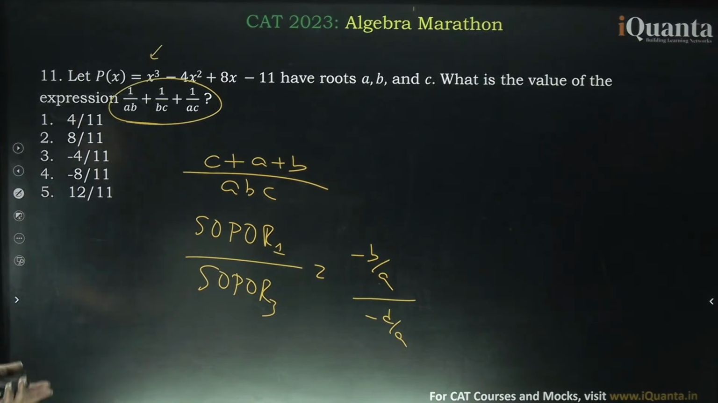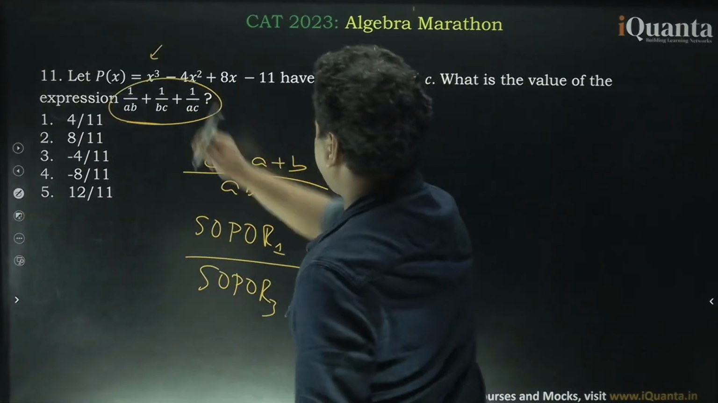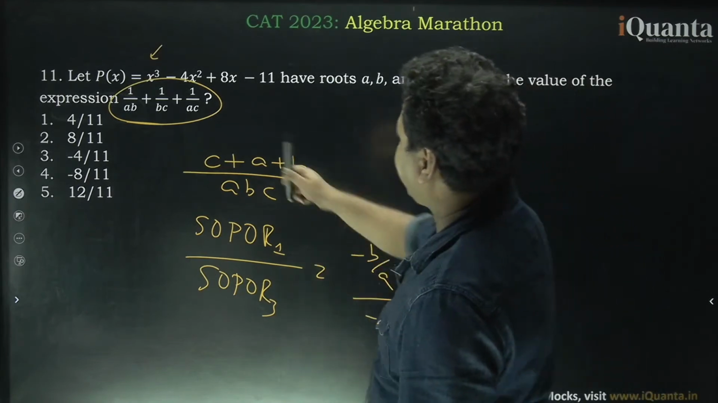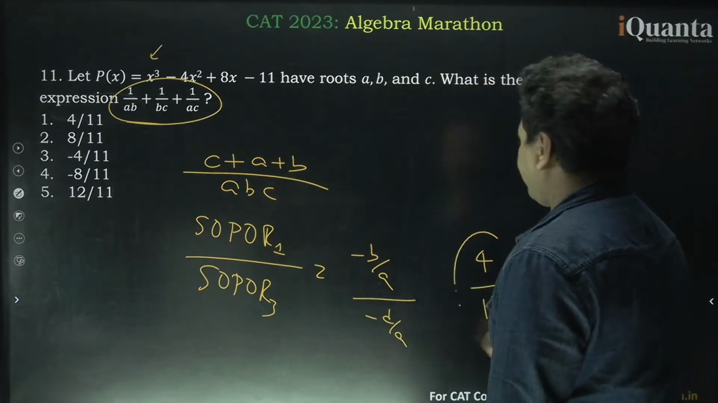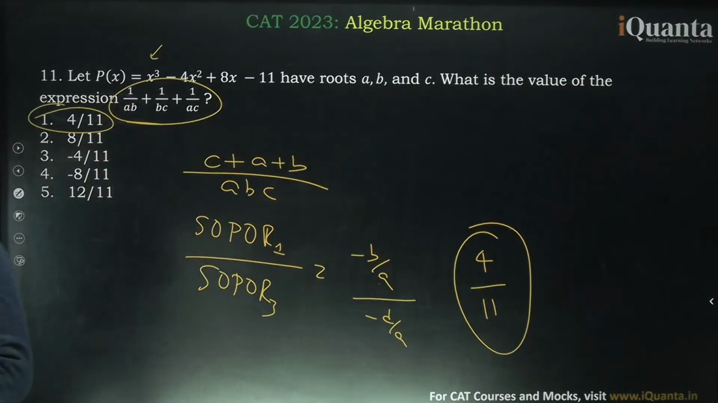Done, the work is finished. Nothing else is left now. So here b is minus 4, a is 1, so this becomes 4, and minus d, this becomes 11. 4 by 11 is our answer. Option 1. Right, Devesh. Cool.